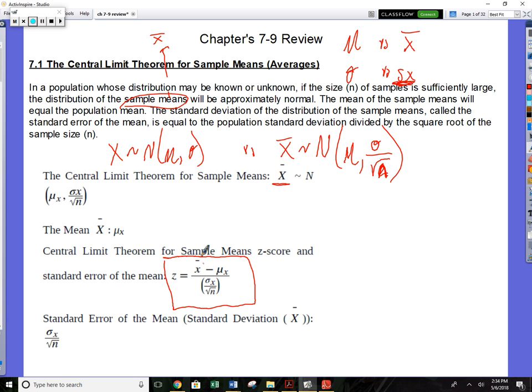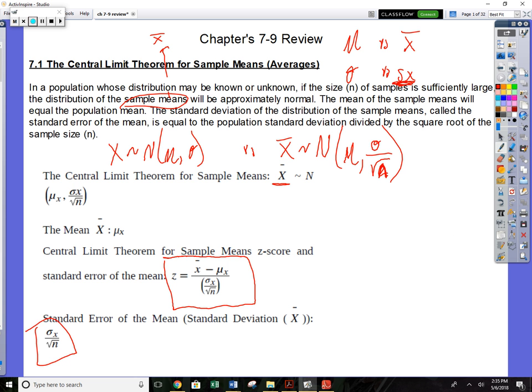Take the x bar, subtract mu, divide it by that, and that will give you your z-score. And standard deviation, you already got that. So we're in business.